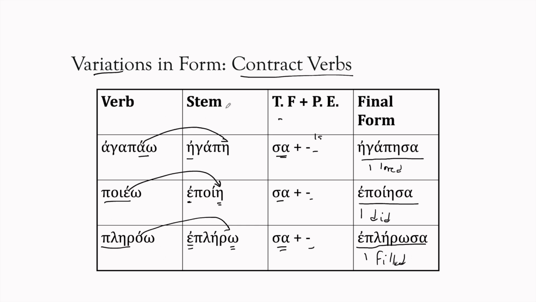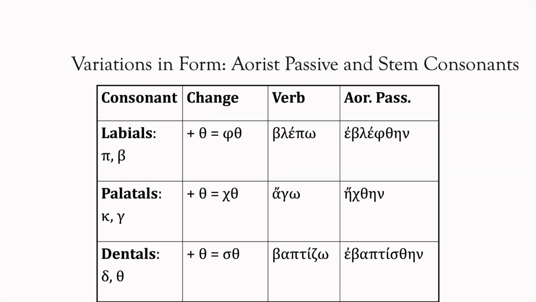So remember, contract verbs, that stem vowel lengthens prior to the addition of the tense formative. That's the only real change that happens with the contract verbs. Finally, when we're dealing with the aorist passive, those stem consonants also create some changes. So again, labials, pi and beta, when they encounter the theta of the tense formative, that theta becomes phi theta.